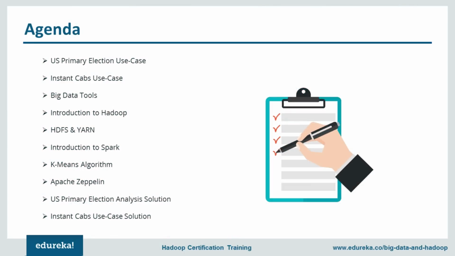So here's the agenda, and this is what you will be learning in today's training. As I already told you, we have two big data use cases that we will study. First is the U.S. primary election, and the second is the instant cabs startup, much like Uber cabs. We will start with the problem statements of both the use cases and then proceed ahead to learn the big data technologies and concepts in order to solve them.